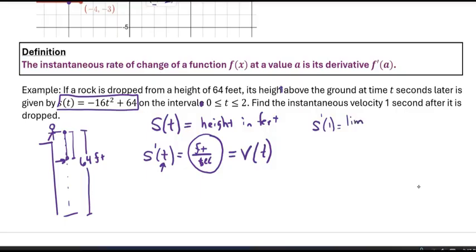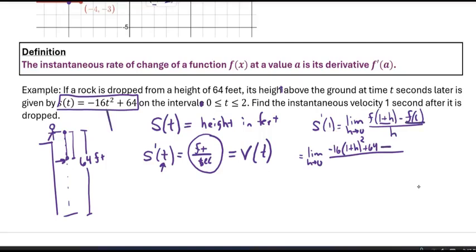So going through the limit as h goes to 0 of f of 1 plus h minus f of 1 over h. And so we get f of 1 plus h. Again, we're plugging 1 plus h into the function over there. We're going to get -16 times (1 plus h) squared plus 64 minus f of 1.